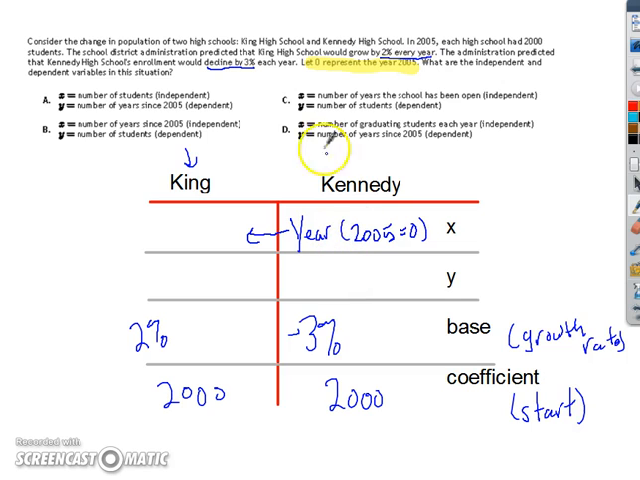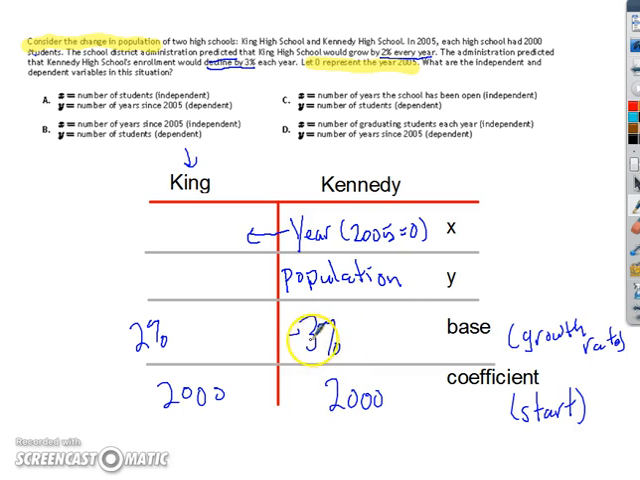And I need to figure out what I'm trying to predict. What are the independent and dependent variables? The school administration predicted, well, what is it that's growing? We're considering a change in population. So let me highlight that. They're all over the place, the variables here. We're supposed to consider the change in population, so that's where we're predicting the output. What we want is the population, in other words, the number of students. I start with both schools. Both of them start with 2,000 people.